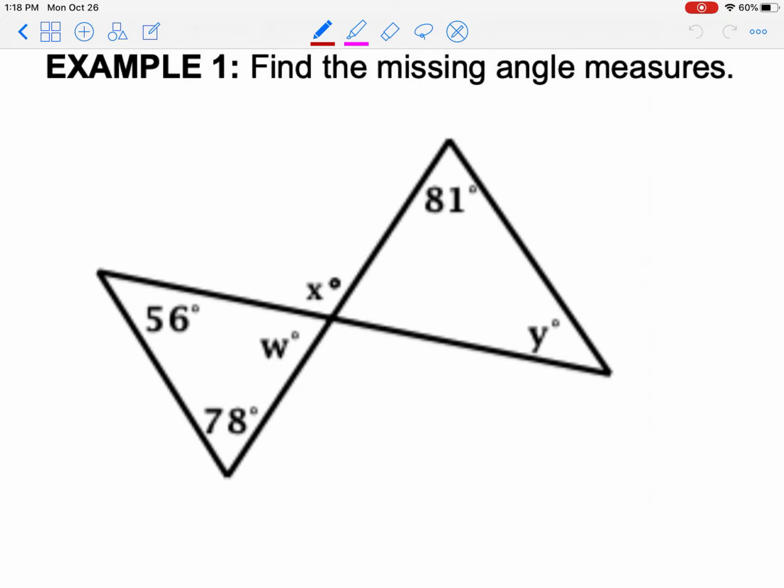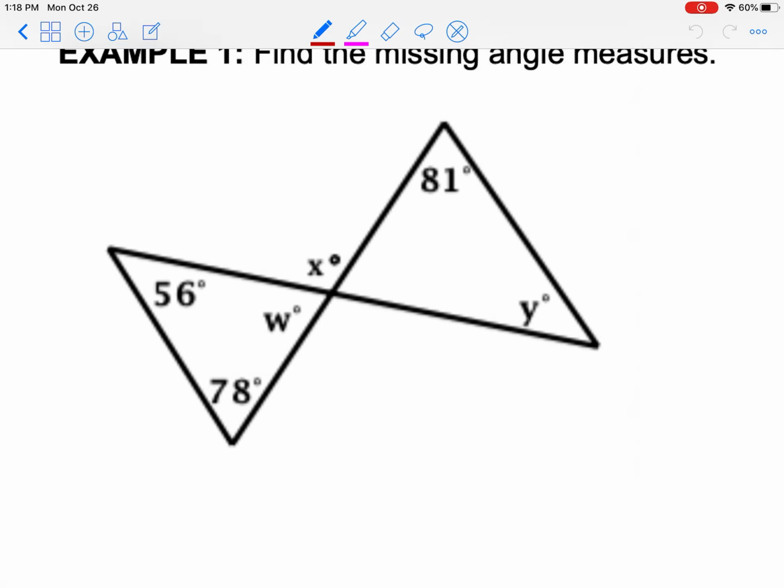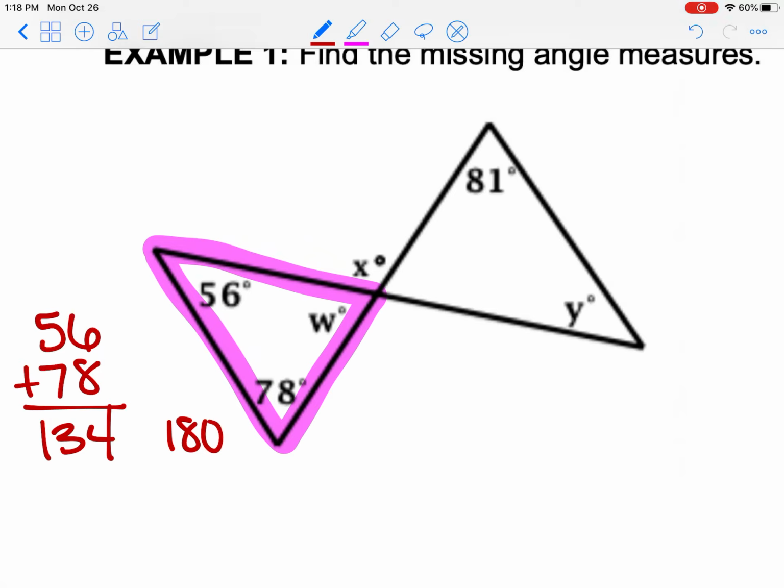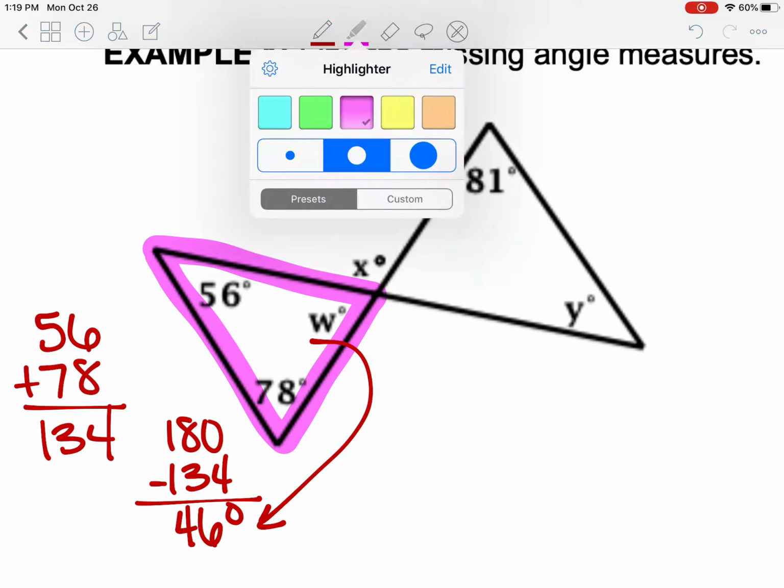So let's practice that here. If we concentrate on this example first, we're going to use some of our vocabulary from previous units, and we're also going to use our triangle sum theorem. I see a triangle, and I have two of the three angles, so I could add those two up: 56 plus 78 equals 134 degrees. Then I would take that away from 180, and that would leave me with 46 degrees, and that would give me the measure of angle W.